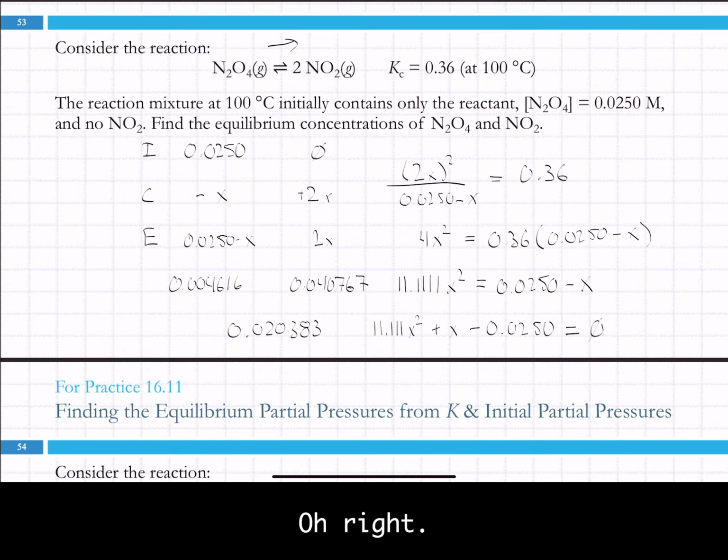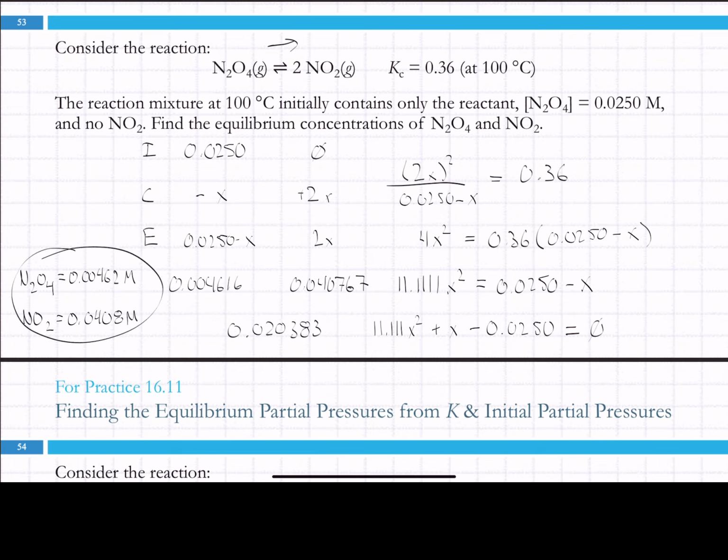Oh, right. So N2O4, 0.00462, NO2. Are there any questions?